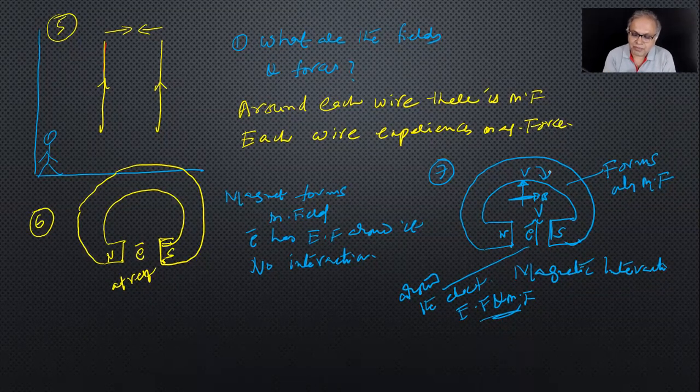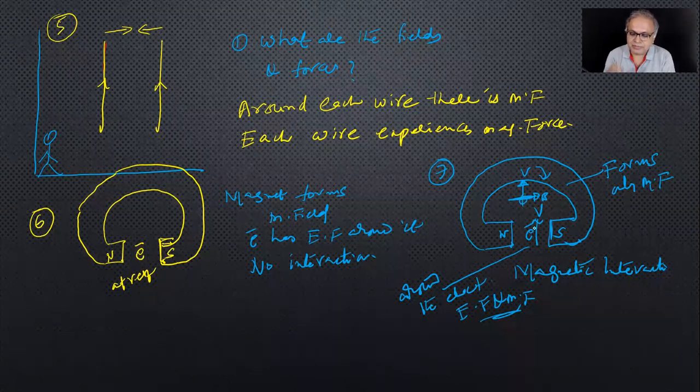And on the electron, that force is outward. So it is neither attracted nor repelled. It is going like this. Okay?